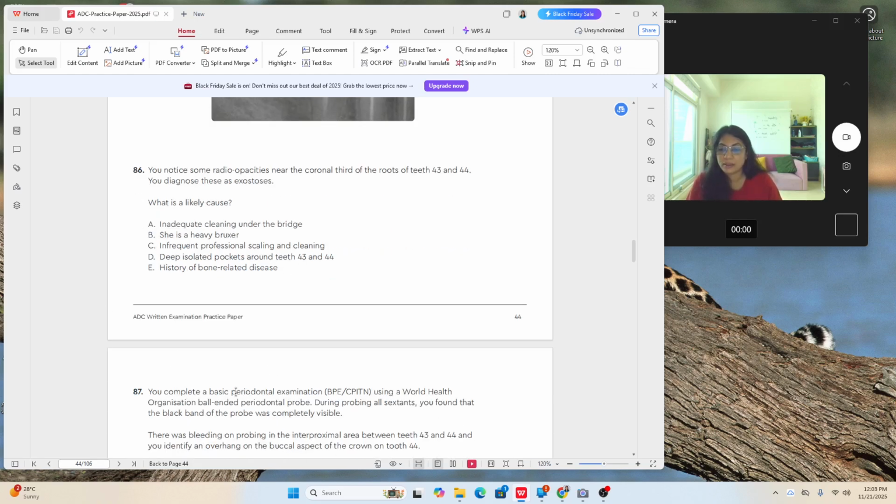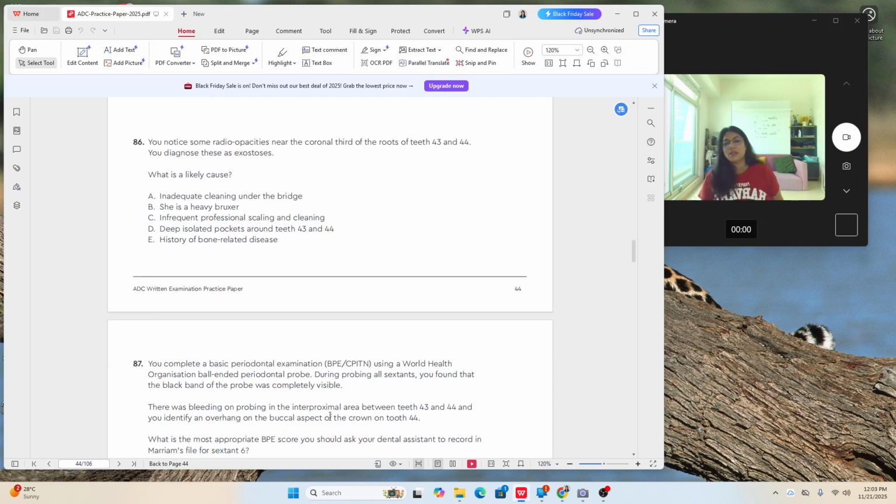Now, you complete a basic periodontal examination, BPE, using a World Health Organization ball-ended periodontal probe. During probing of all sextants, you found that the black band of the probe was completely visible. Okay, now this is a very important question. See, whenever you have perio questions, usually they have one straight, sure, short answer.